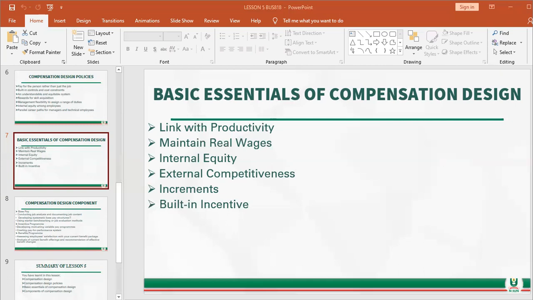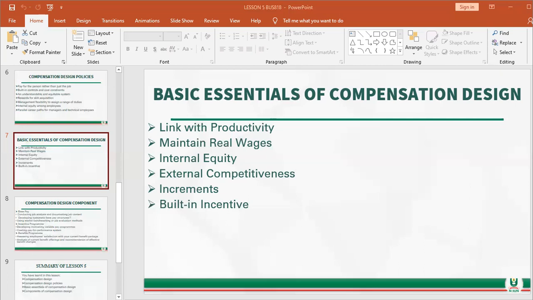So if you can go back and just read about what job evaluation entails, you'll be able to relate this to internal equity. Then number 4, we have external competitiveness. Wages and salaries in the organization should be in line with wages and salaries for comparable jobs in other organizations.